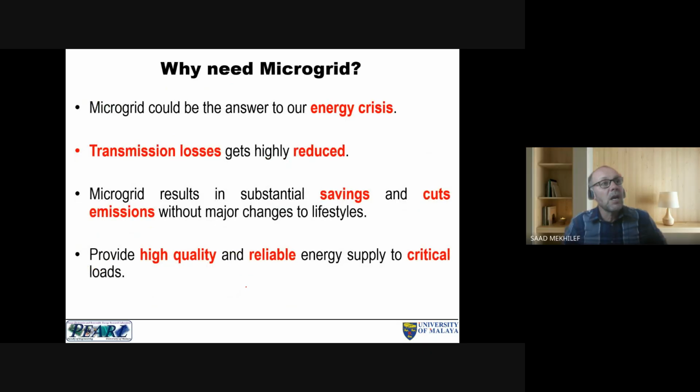Okay. So why do we need these microgrids? The question is why do we need it? Microgrid could be an answer to the energy crisis. One of the big issues that we mentioned in the traditional grid is that most of the generation is placed very far away from the loads.